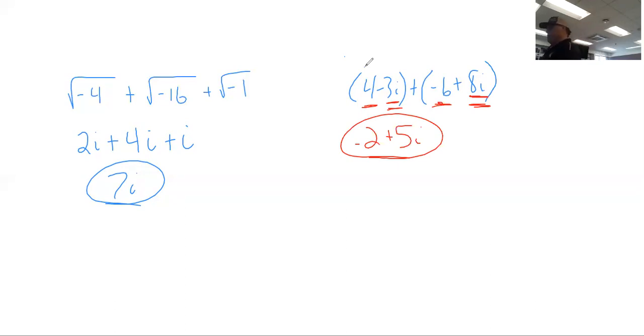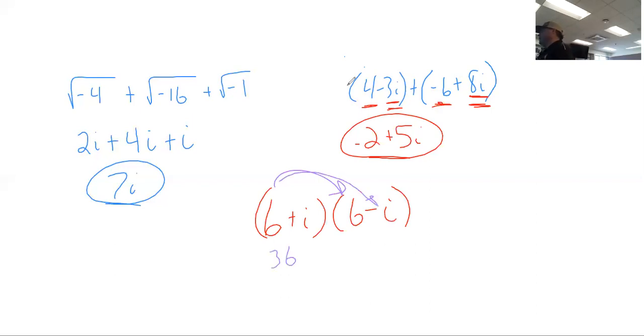Okay? If I have 6 plus i times 6 minus i, got to do what? Double distribute. So I go here. 6 times 6 is 36, minus 6i, plus 6i, minus i squared. Well, these cancel, and I have 36 minus i squared, which is -1. 36 minus -1 is 37.